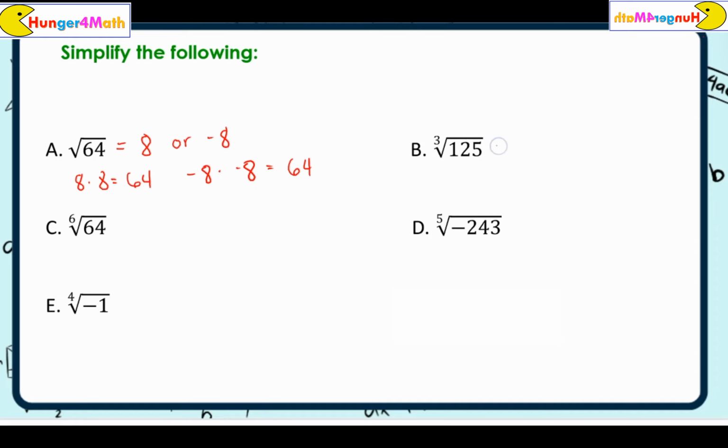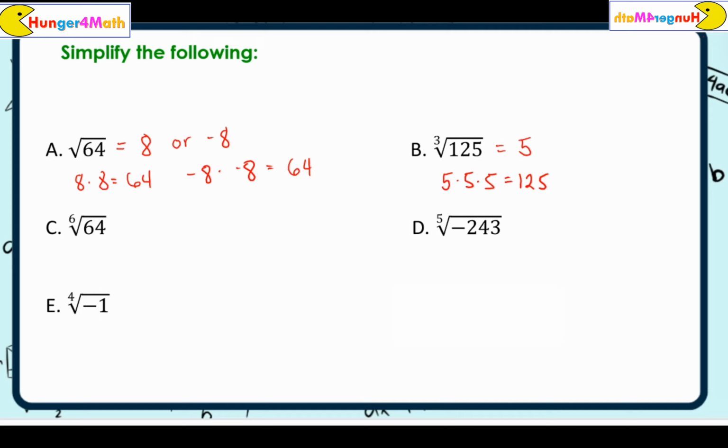Letter B is cube root of 125. So we're going to think of a number multiplied by itself 3 times. The answer is 125, and that is 5 times 5 times 5, which is equal to 125. So the answer here is 5. Now we cannot use negative 5 because it will give us the result of negative 125. So for letter B, cube root of 125 is equal to 5.